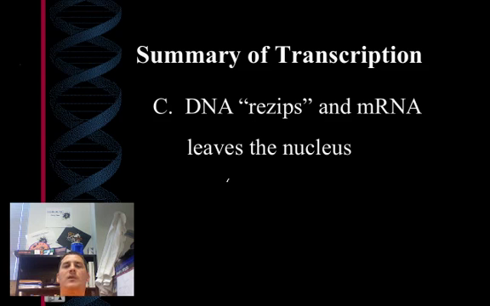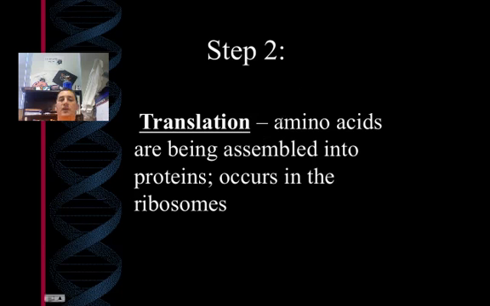Then the DNA is going to re-zip itself together. The mRNA is going to leave the nucleus. It's important that the DNA rezips itself so that it can repeat the process over and over and over again. In case there are some errors, it can go back and fix itself.